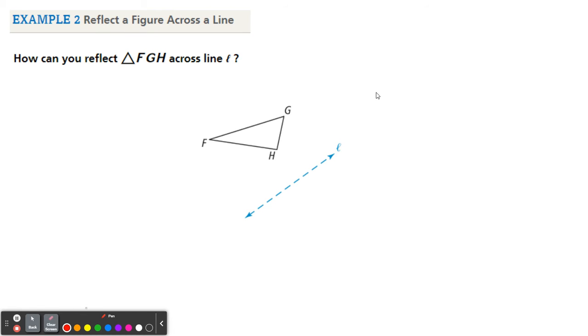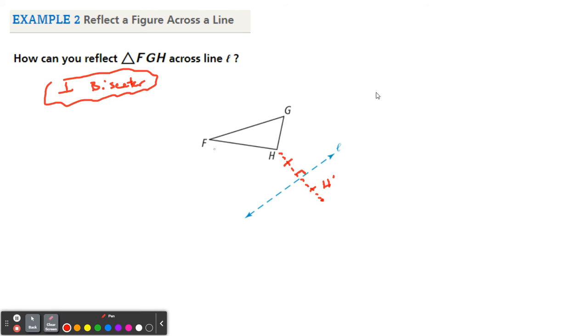All right, here we go. It says, how can you reflect triangle FGH across line L? We're going to use the exact definition and think of line L as the perpendicular bisector between our pre-image and our image. Let's start with H, because H is closest. We have to go perpendicular to line L. Now this distance from H to line L has to be the same as the distance from line L to H prime. So let's go out a little further. There, I think they're congruent. That's where I think H prime is going to be.